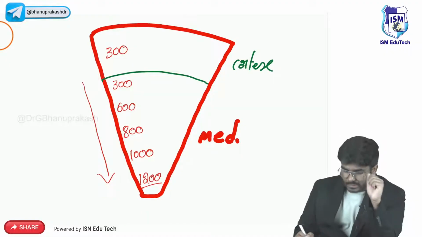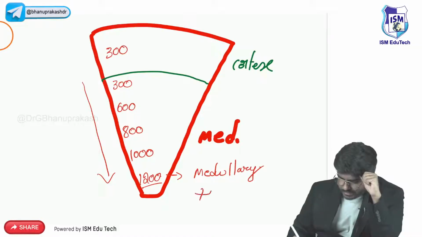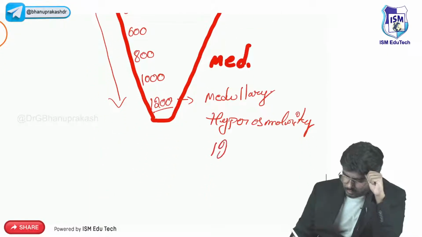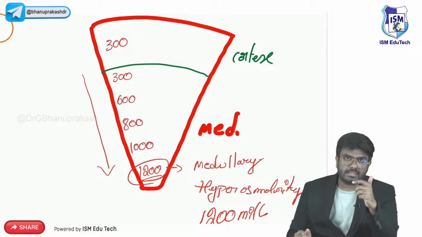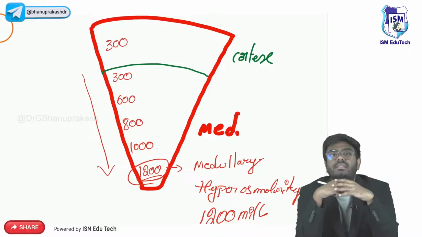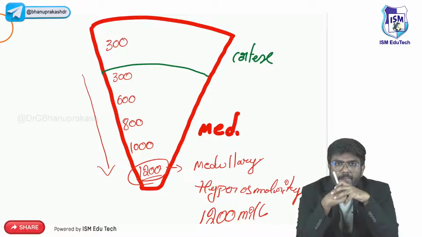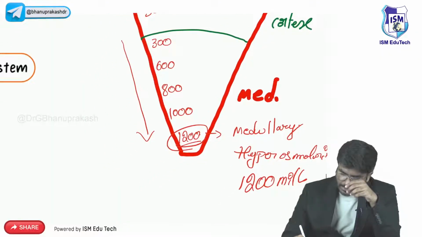So there is medullary hyperosmolarity. How much? The medullary hyperosmolarity is a maximum of 1200 milliosmoles in the deep part of the medulla. Okay, who created this? This is the question. I'm not discussing here why we need this medullary hyperosmolarity; this is not the time. Who created this medullary hyperosmolarity?